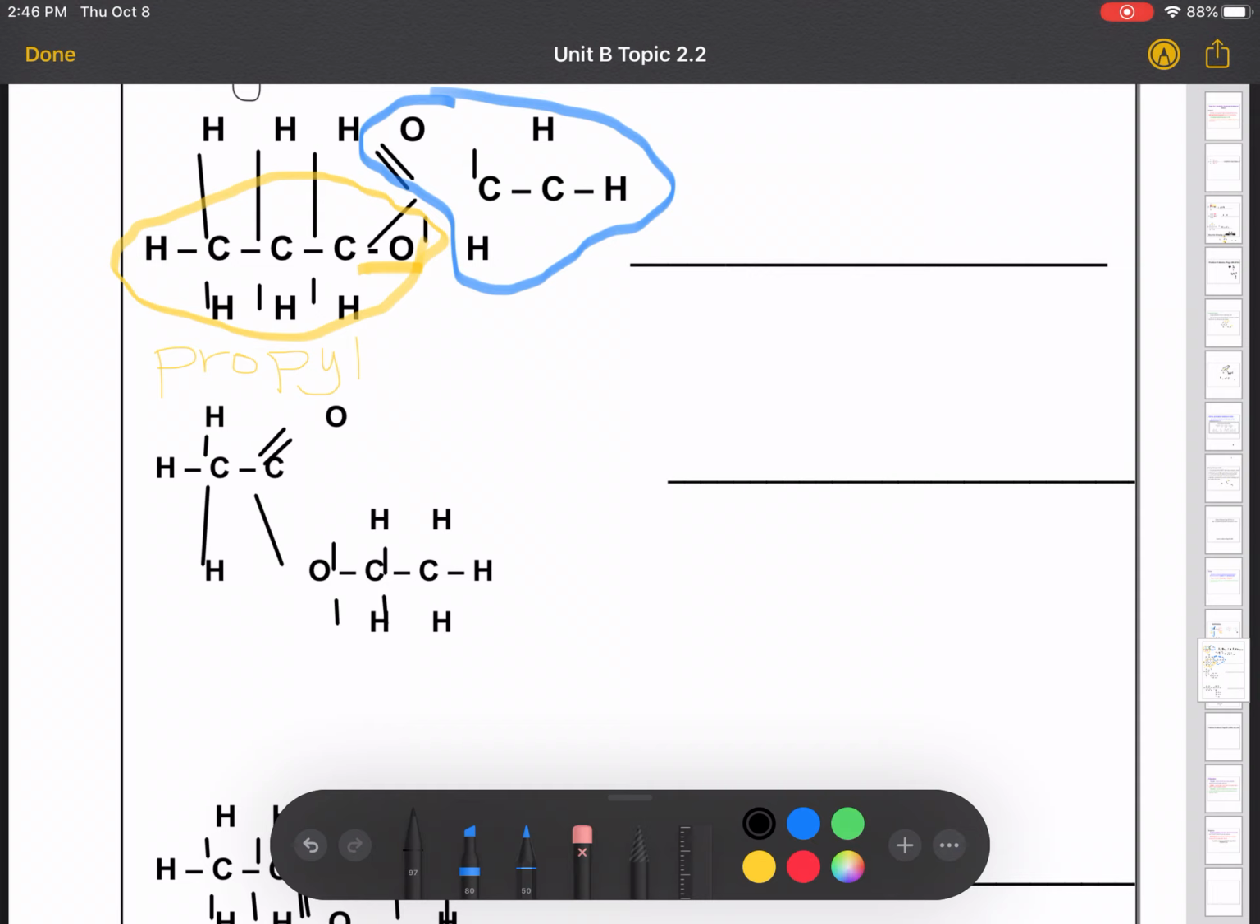If you look at your sheet, we want to go ethan, and then because it's an ester, we put oate on the end. So for our final answer, this would be propyl ethanoate. Right? So that's how you name your esters.